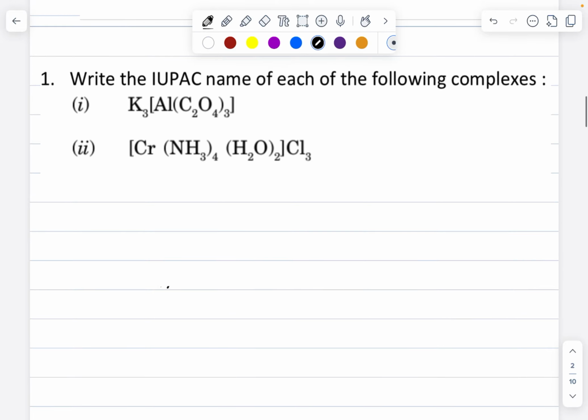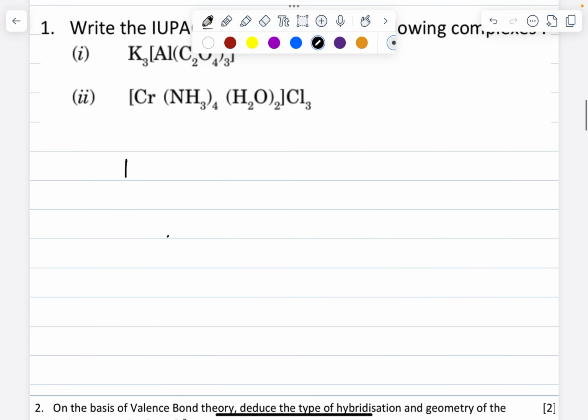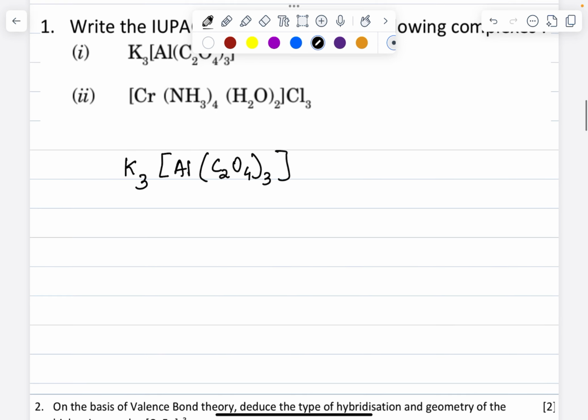So over here, the first compound they have given, you have to write the IUPAC name for this. The rule is very simple: whatever comes first, you have to write that first. Over here, the compound given is potassium. Sorry, 3 potassiums are given. This is aluminium. The ligand is C2O4, which means oxalate. So whatever comes first, you write that first. Over here, you are writing it this way.